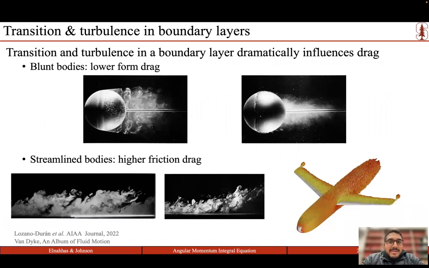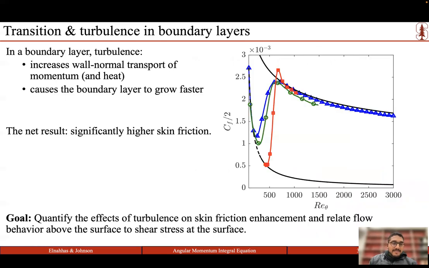Transition and turbulence in boundary layers is important because it dramatically influences the drag on both blunt and streamlined bodies. For example, on blunt bodies, it allows the boundary layer to remain attached for a larger region of the object, reducing form drag. And for streamlined bodies, turbulence contributes to higher friction drag, which is important for aerodynamic applications.